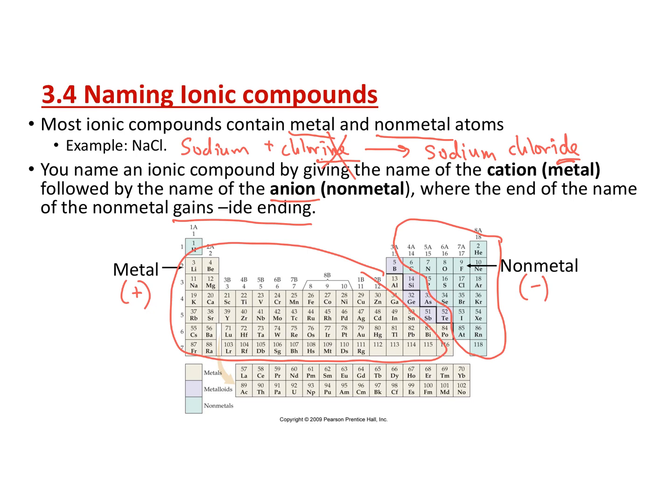So the cation always goes first. The metal will always go first. The most metallic element will always be named first, followed by the anion. And the only thing we're going to do is change the ending of that anion by adding an IDE. Sodium and chlorine become sodium chloride.